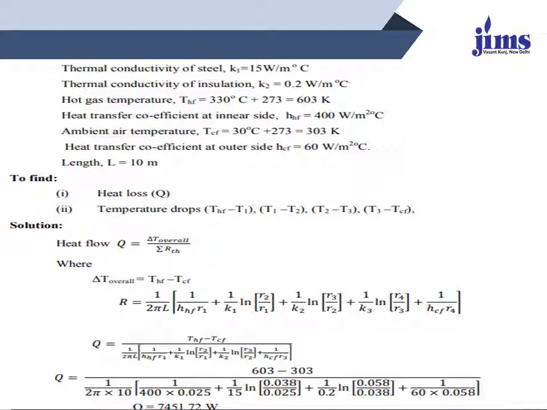So let us start the solution. We know that the overall heat loss, this is Q, is equal to the overall temperature difference divided by the total summation of thermal resistance. In this case there are three layers, which are connected in series manner. So the formula of the thermal resistance of the composite cylinder is R is equal to 1 upon 2 pi L multiplied by 1 by HHF R1 plus 1 by K1 ln R2 by R1 plus 1 by K2 ln R3 by R2 plus 1 by K3 ln R4 by R3 plus 1 upon HCF R4.